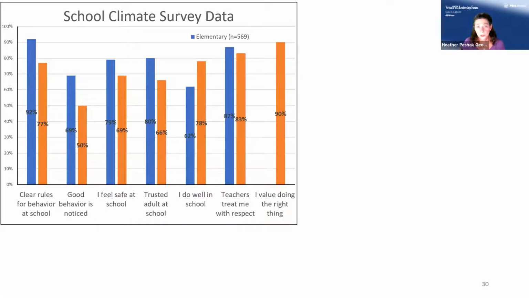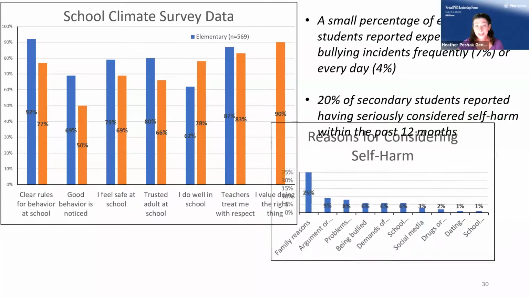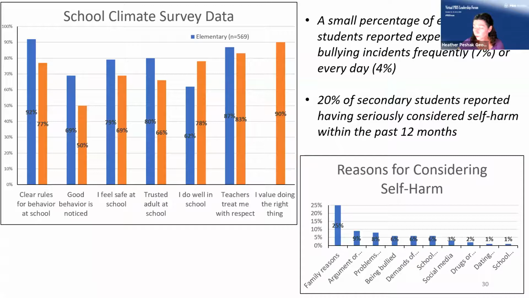Some of you might collect climate data, and this might be one way to start. You've got your climate data overall. This is an example from one district across all of their elementary schools. They're seeing that overall, there's a small percentage of elementary students that are still experiencing bullying incidents, but 20% of the students from middle and high school in this district report having seriously considered self-harming within the last 12 months. That's alarming. Reasons for considering self-harm, as they went further on that climate survey, were family reasons at home.